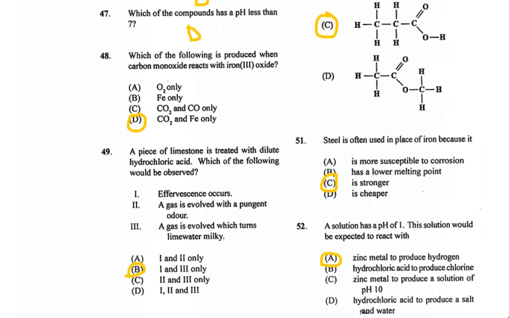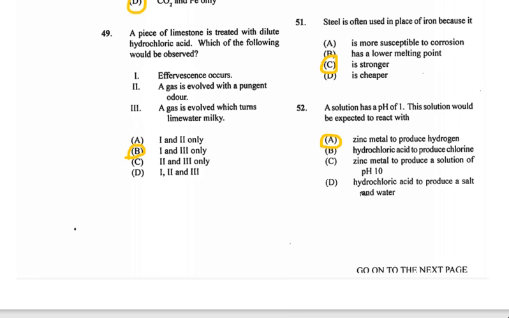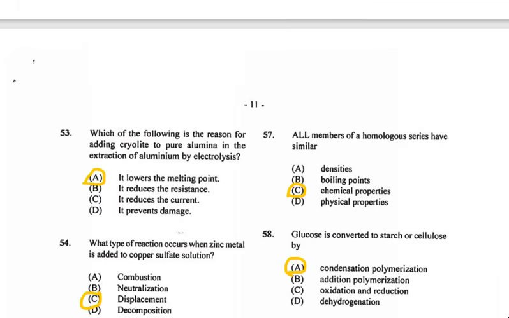All right, number 51, it says steel is often used in place of iron because it's stronger, guys. Number 52, a solution of pH 1, the solution would be expected to react with zinc metal to produce hydrogen. All right, number 53, it says which of the following is a reason for adding cryolite to pure aluminium oxide in extraction of aluminum by electrolysis, and it has to do with it lowers the melting point.